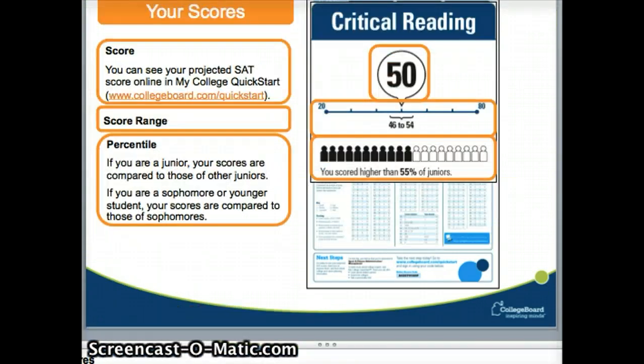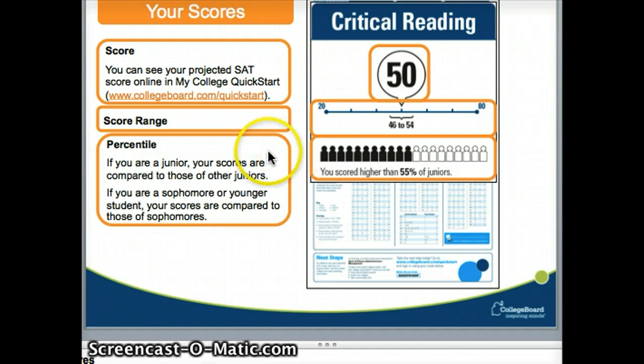PSAT scores are reported on a scale of 20 to 80 in each section. Here, we see a student score of 50 in critical reading. Below the score is the score range. This shows how much the score might vary if the test were taken again before gaining new knowledge or skills. The performance of students with scores between 46 and 54 would be very similar.